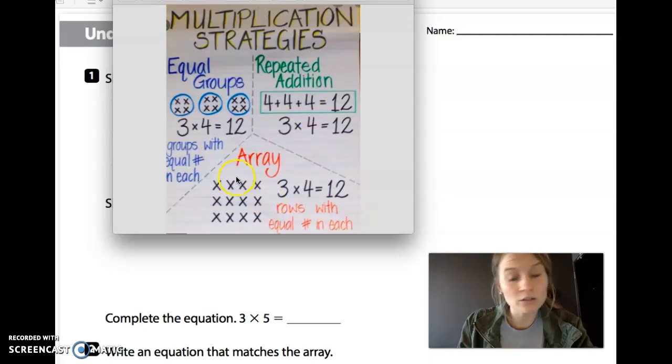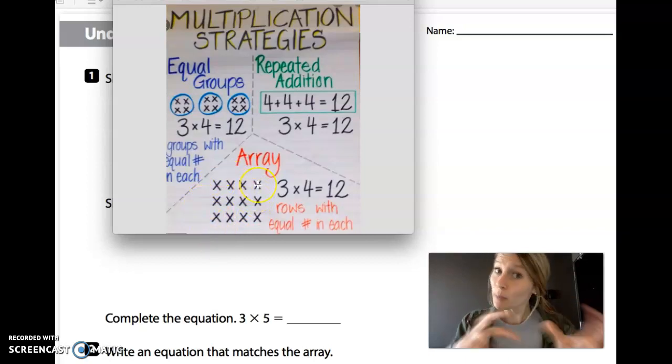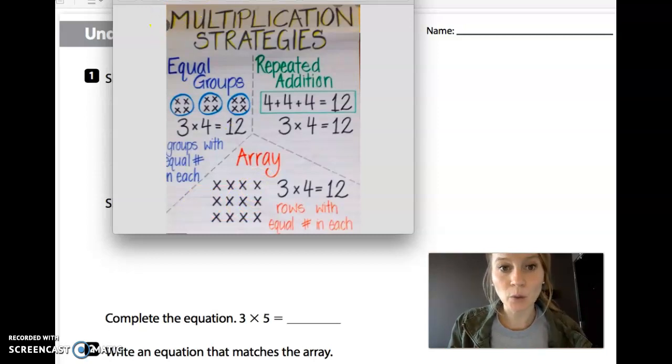And then, of course, do not forget this, an array. Remember, an array is where you have rows and columns, and they're in perfectly aligned groups. So if you see this, it's not something that is all mixed together. We can easily see this is a 3 by 4. Or we could flip it and do 4 by 3. Regardless, we're going to get 12. Okay? So hopefully that takes your brain back to when we did this in class together.